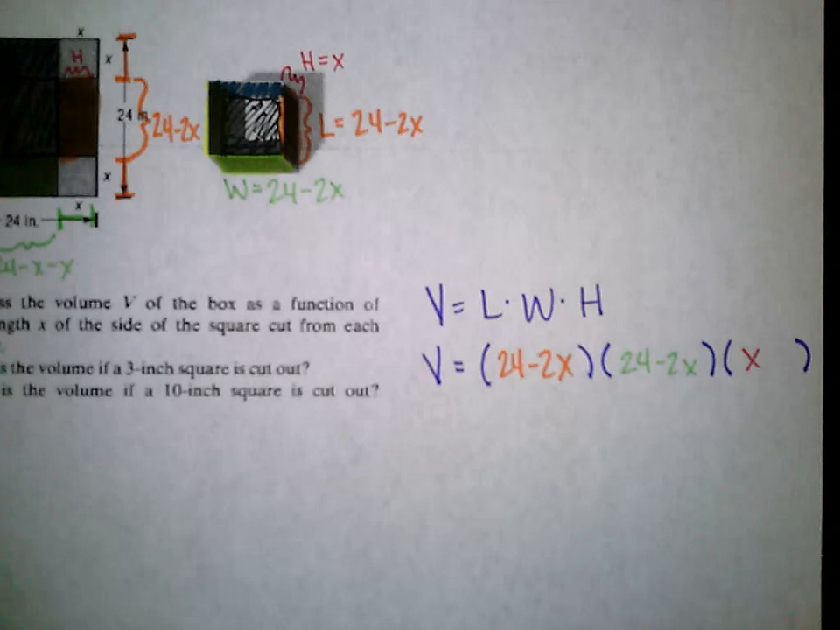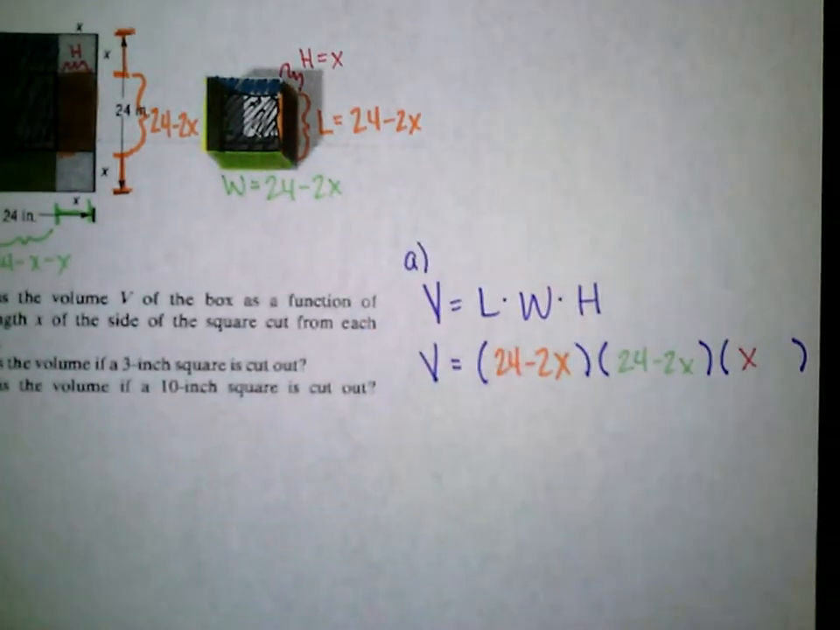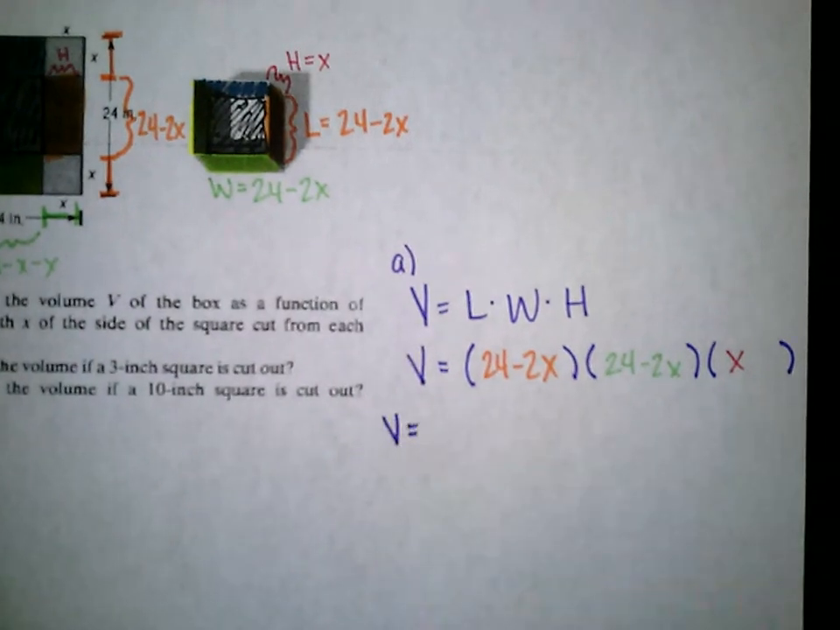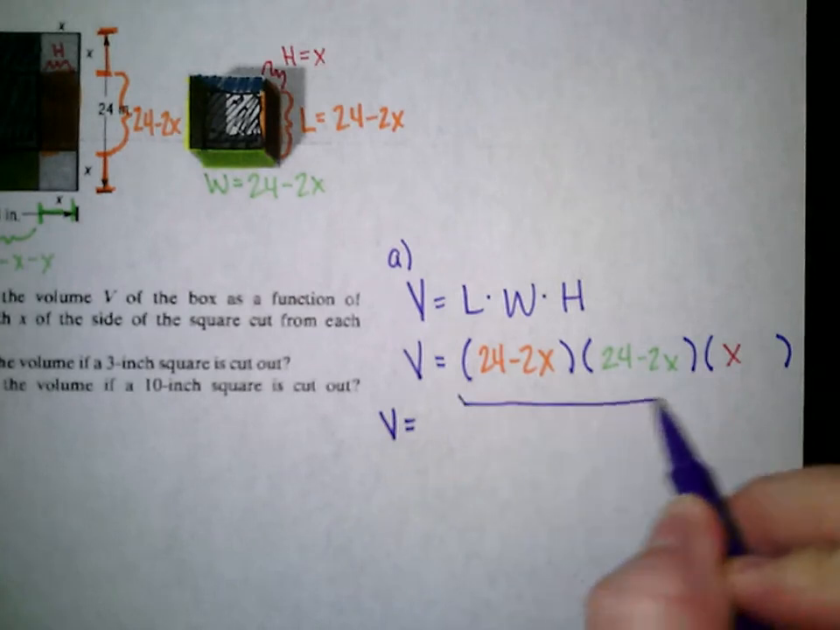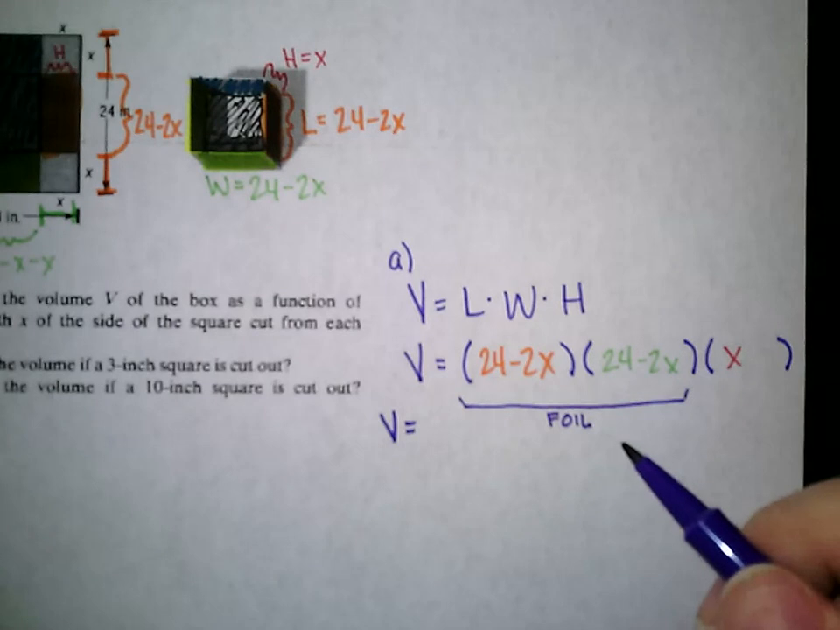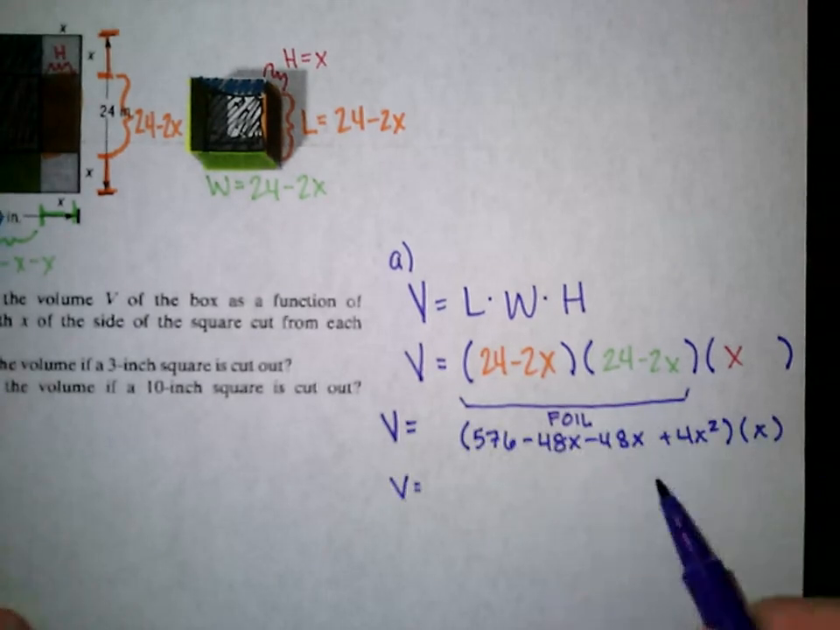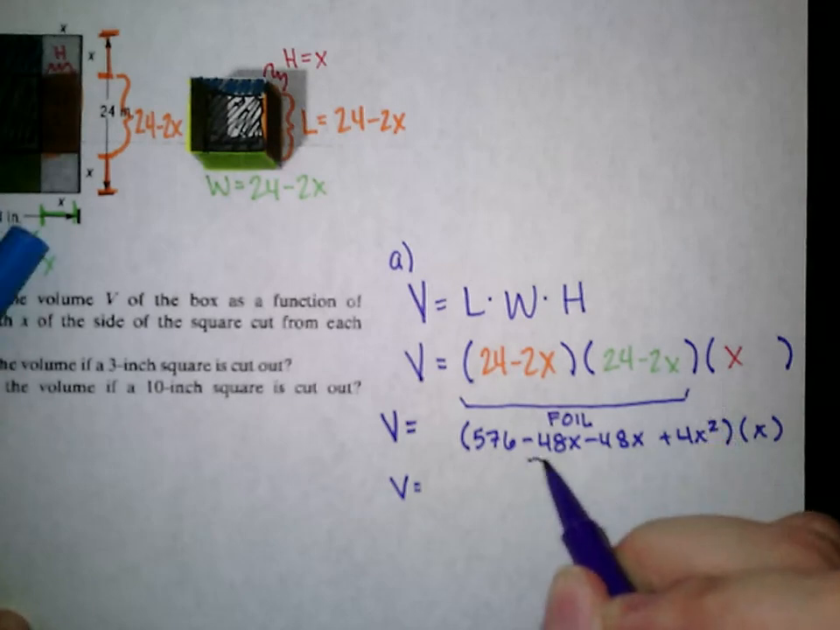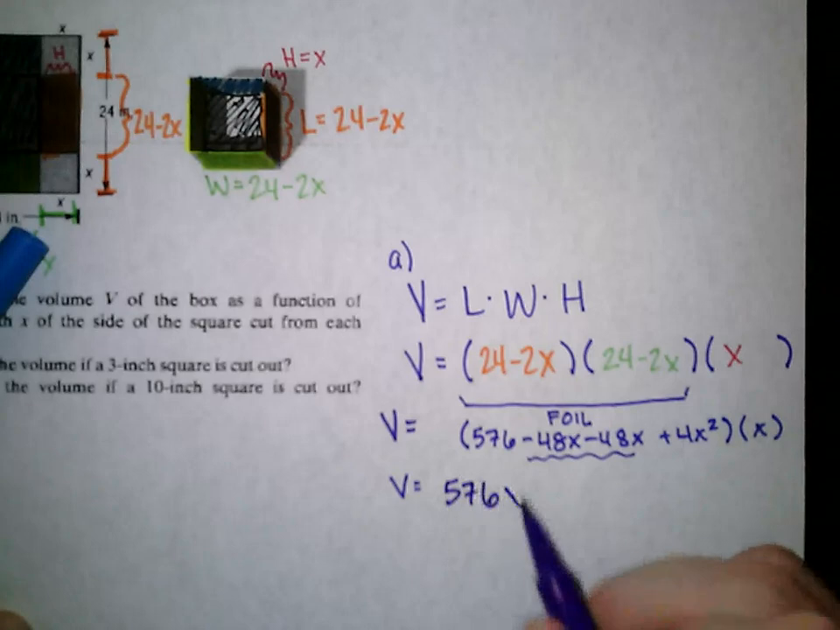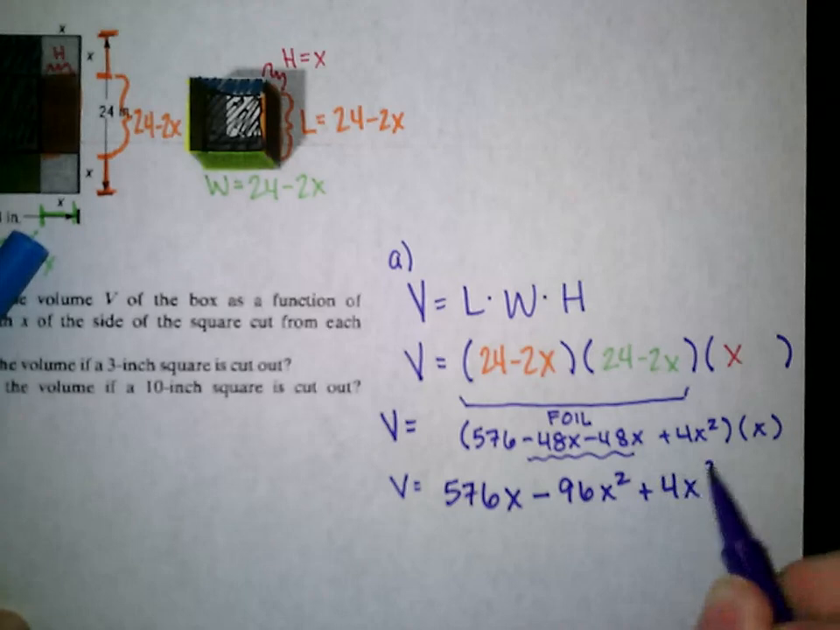Now I'm guessing, again, this is fine with me, that my math lab wants you to FOIL that out. So you would start by FOILing these two together, and then you're going to distribute that x. So you would FOIL these two parentheses. Obviously, you're going to combine the like terms in here, then distribute your x through. So we'd have 576x minus 96x squared plus 4x cubed.